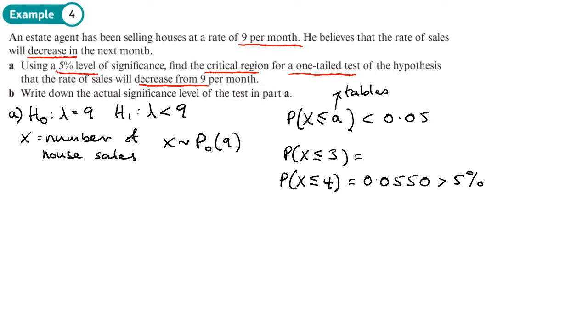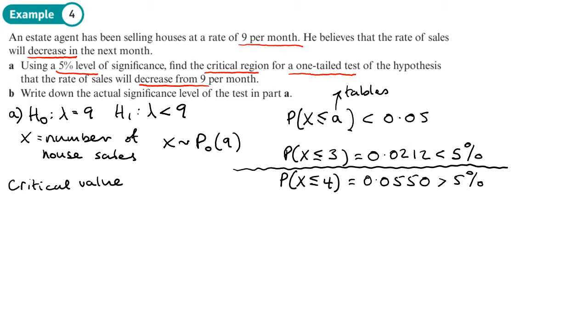And yeah, 3 was 0.0212, which is less than 5%. Right, so we go as far up to 5% as we can, but we can't go above it. So that means that the critical region, or our critical value, is 3. The critical region is when our observed value is less than or equal to 3. So less than or equal to 3 sales is going to cause us to reject H0.